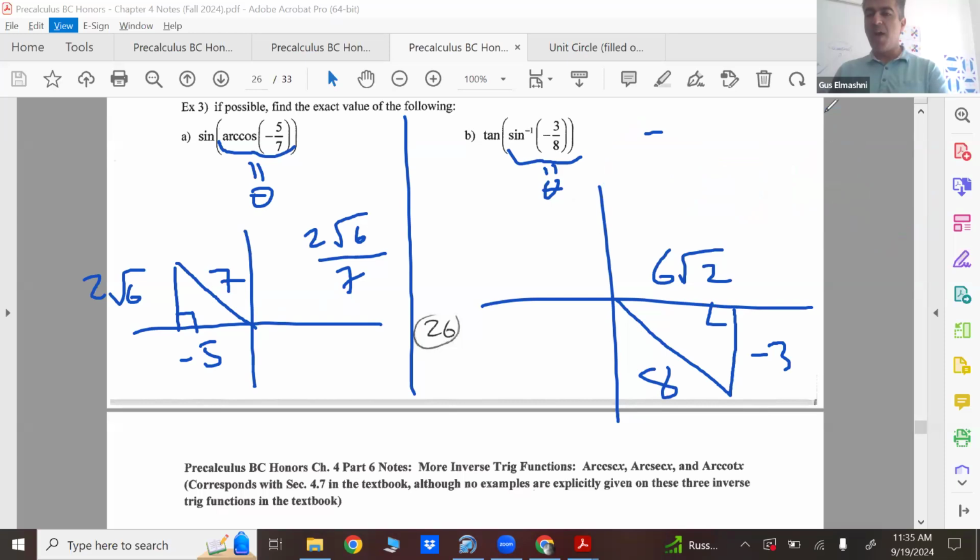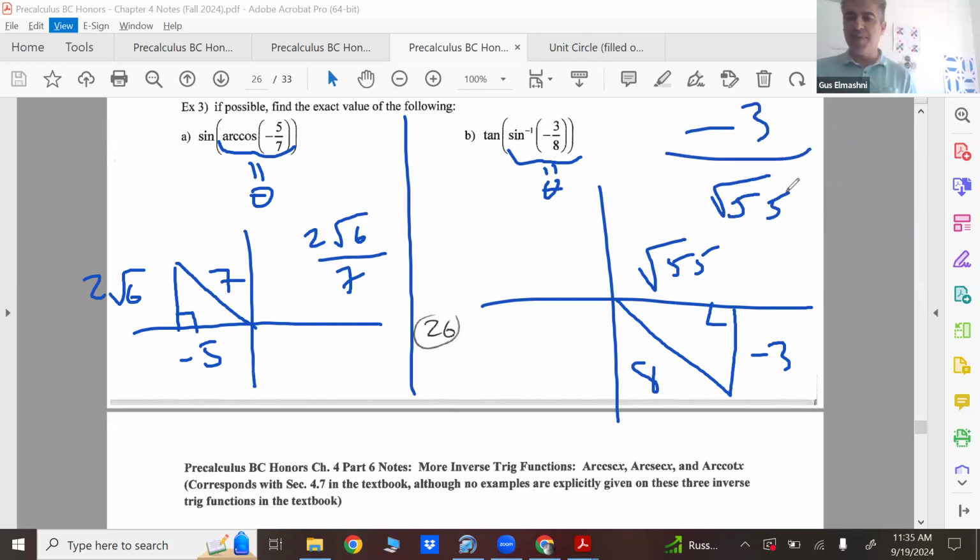Yeah. So I'm human. I totally made a mistake. My apologies. So what is it again? Root 55. Yeah, there we go. Much better. Sounds like a highway, root 55. All right, -3 over root 55. Okay, much better.